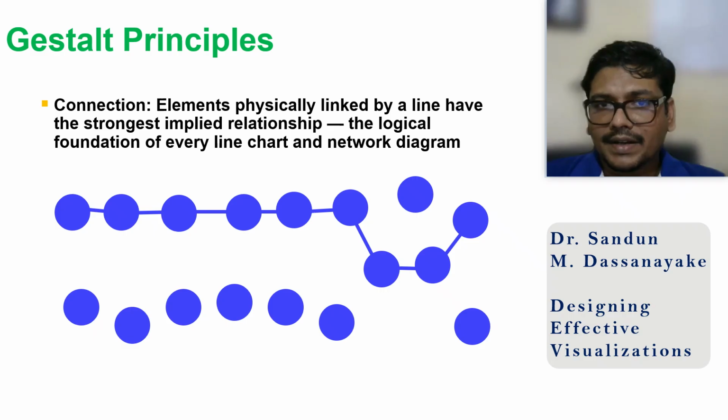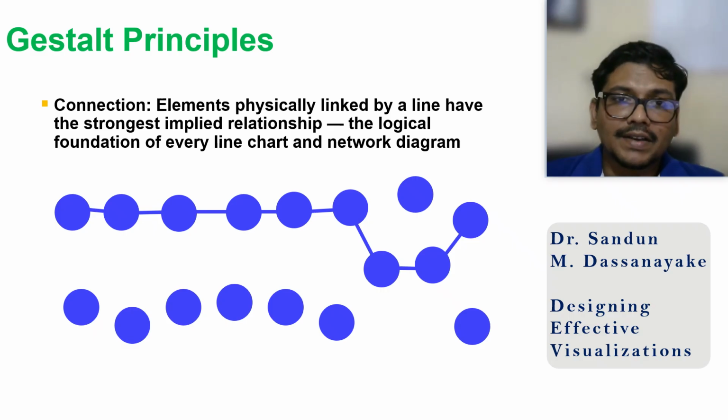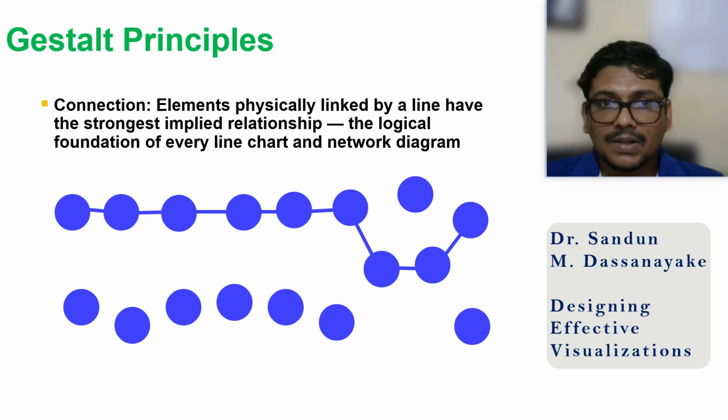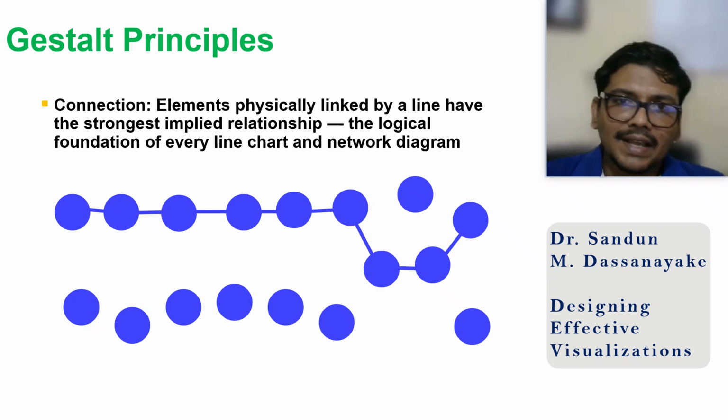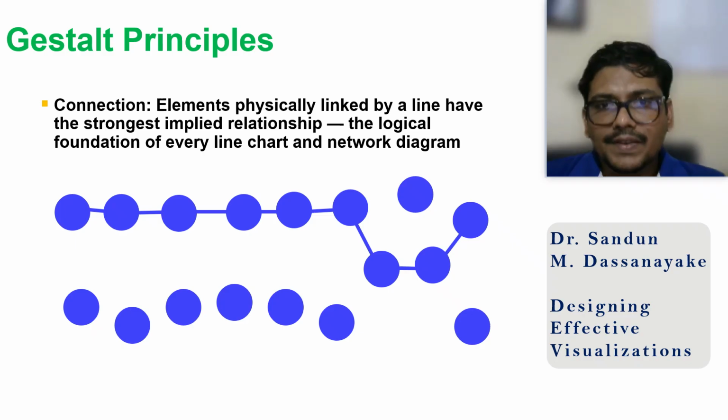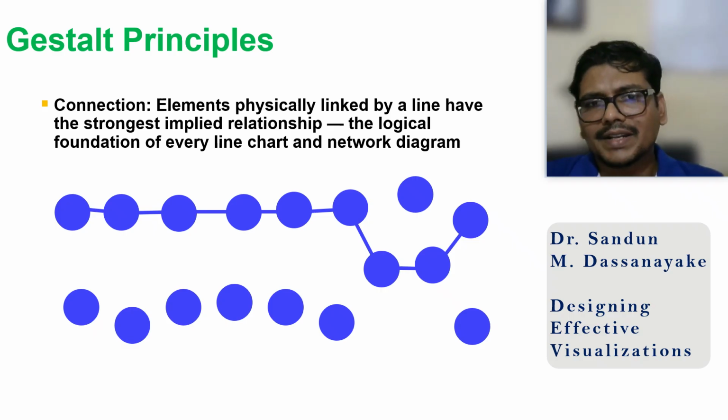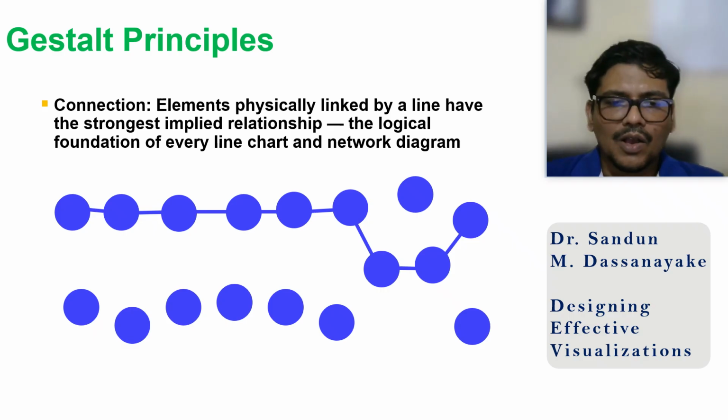Now let's look at a very important Gestalt principle, the connection. It is the strongest Gestalt grouping cue of all, stronger than proximity, similarity, or enclosure. A physical line drawn between two elements is read as "these are directly related" almost instantly, with no extra explanation needed. Think about this. When you see this connected line, you automatically understand that they are in one group and they belong to each other.